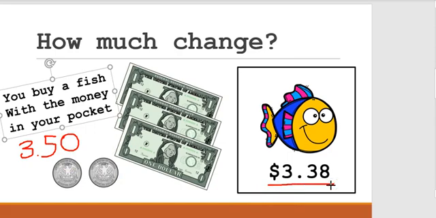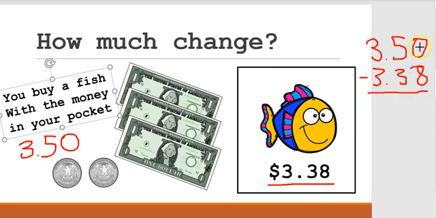And I also know that the fish I'm looking to purchase is $3.38. And I can see that they're pretty close to each other, so I'm not going to get a lot of change back once I purchase. And there's a few ways we can do this. Let me do our traditional way where I have $3.50 and I buy something for $3.38.